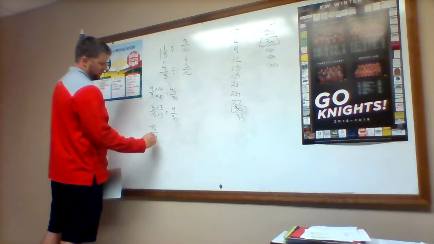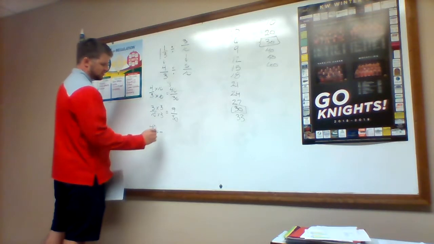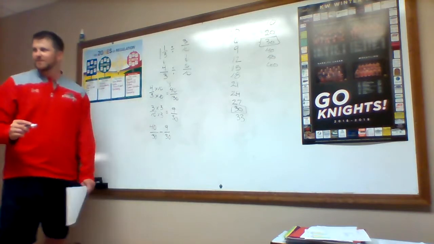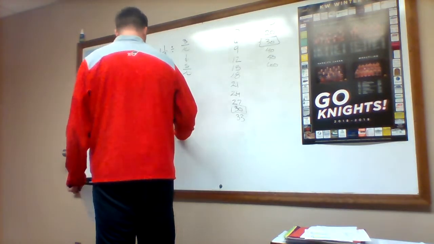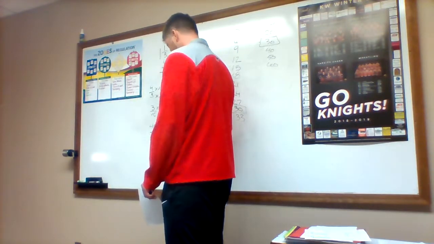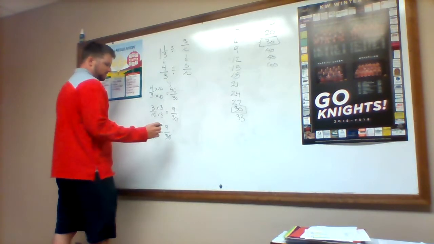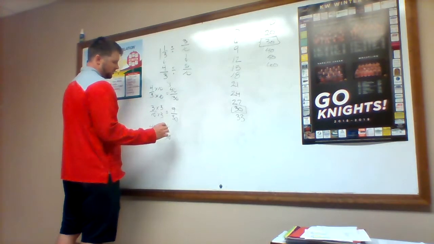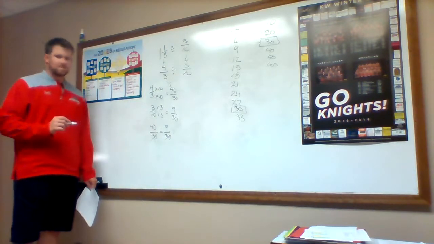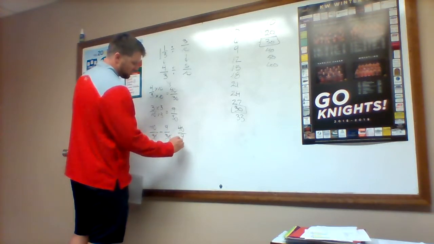40/30ths divided by what? 9/30ths. Alright, so when we have the same denominator, we can cross it off. Very good. Our new fraction, how would it look? 40 divided by 9. Good. 40 over 9. Are we finished?